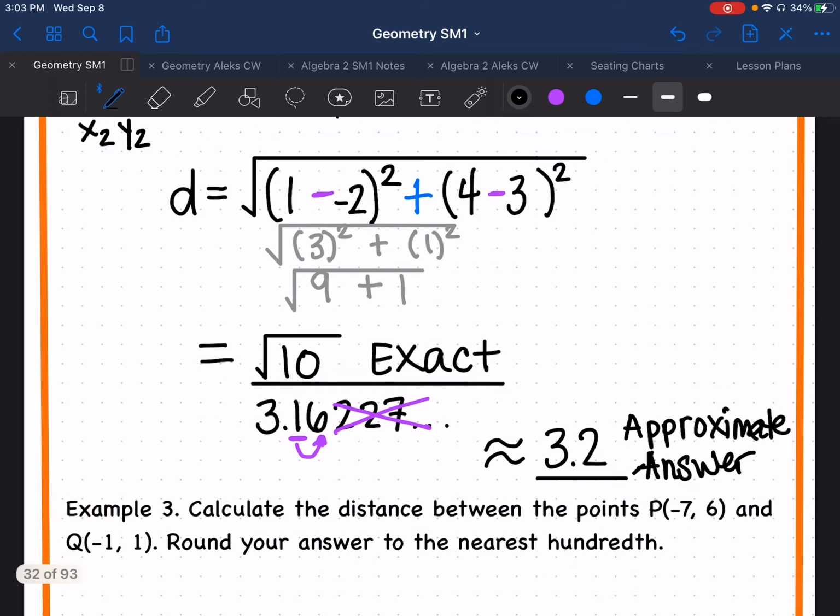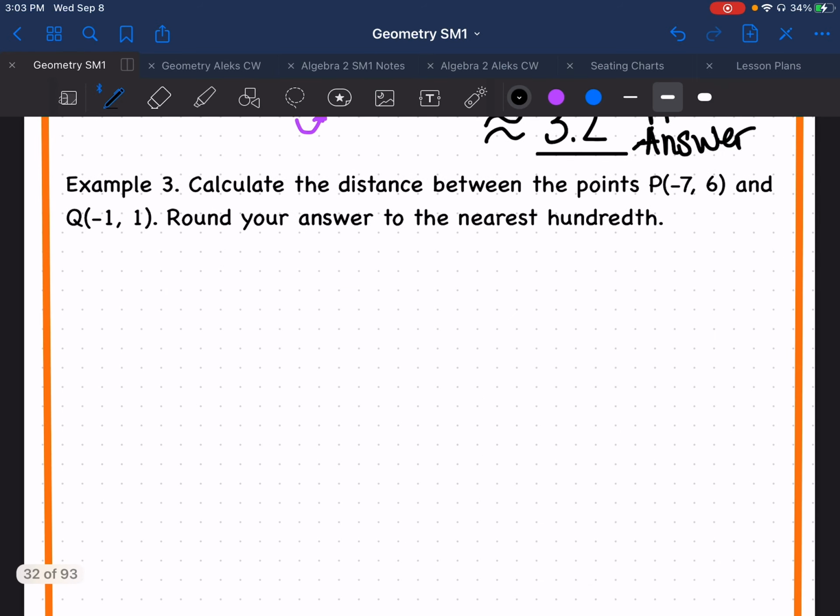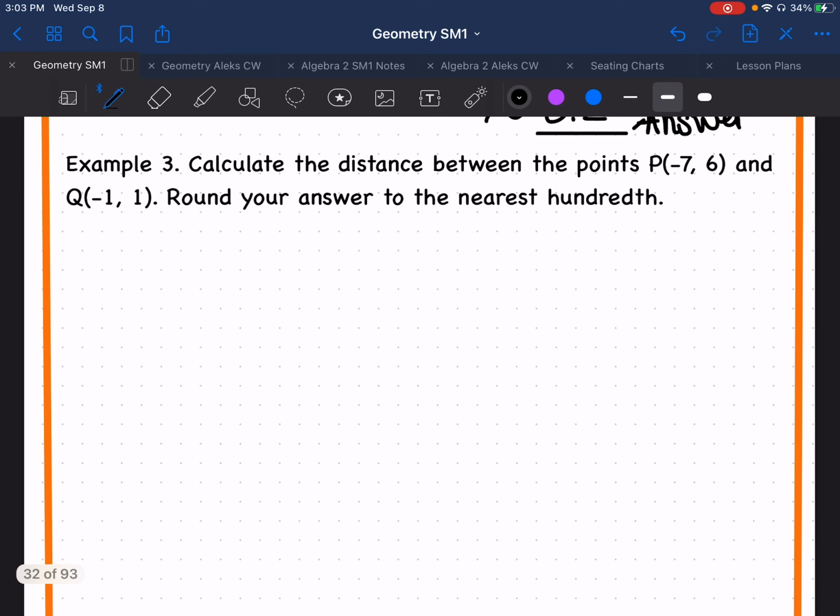All right, one last one to try. Calculate the distance between the points P (-7, 6) and Q (-1, 1). Round your answer to the nearest hundredth. Well, we're going to practice tenths, so let me go ahead and cross that out. I want to practice tenths because that is what your assignment is going to ask for, to the nearest tenth.